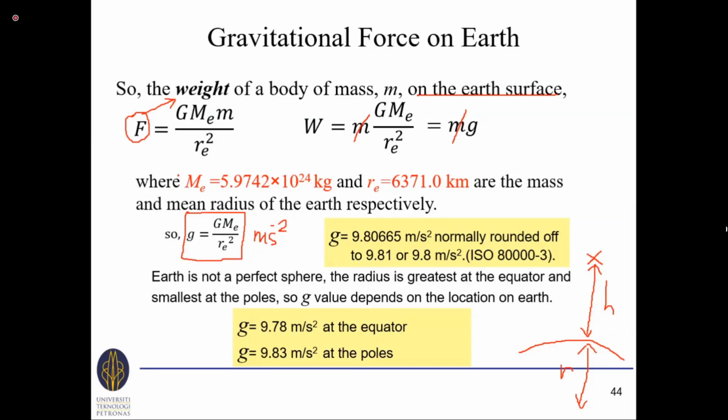Normally the value of the mass of the Earth and the radius of the Earth will be given. You can plug this into your calculator right now. You will find the value is 9.8 something, but it will be rounded off to 9.81 or 9.8. This is agreed by all the scientists around the world. If you want to try, you can plug all these numbers into the calculator. You will get gravity equals 9.81, only for the Earth.